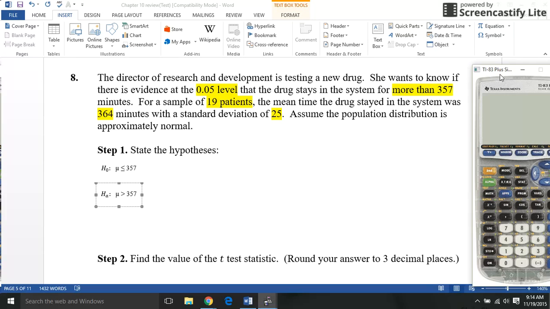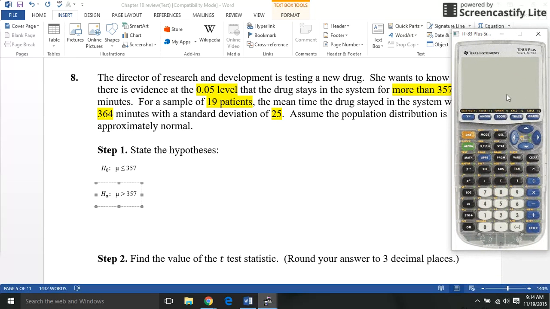All right, the next thing I need to do is I need to bring up my calculator and I need to put it in there. I'm going to go to stat, go over to test, and go to number 2, t-test. Again, we know it's a t-test because nowhere in here does it show that there's a population standard deviation. Scroll over to stats and hit enter.